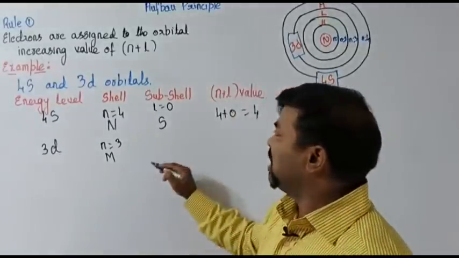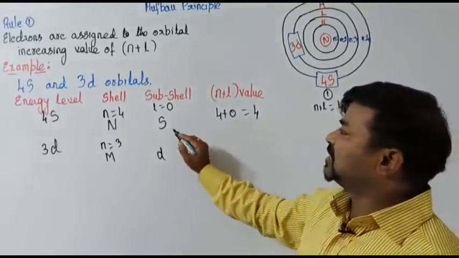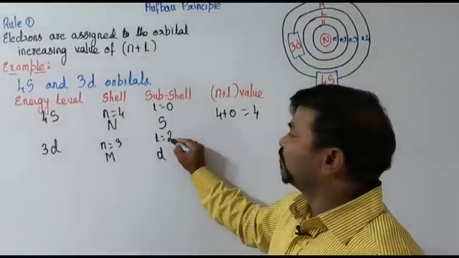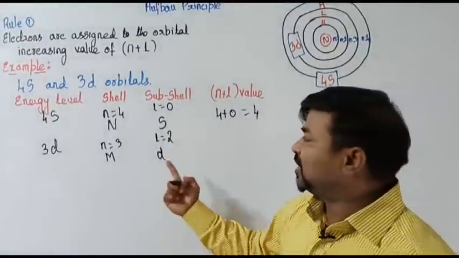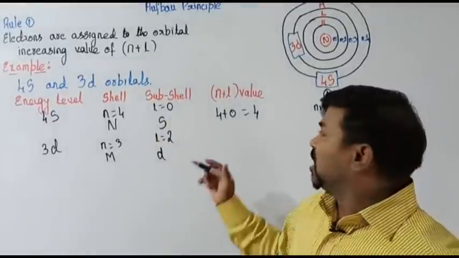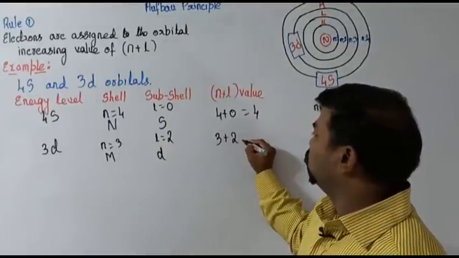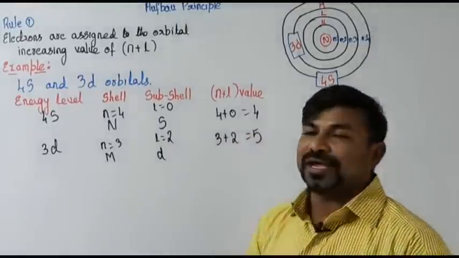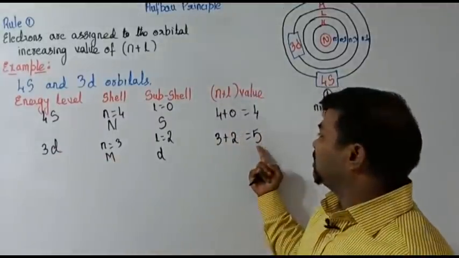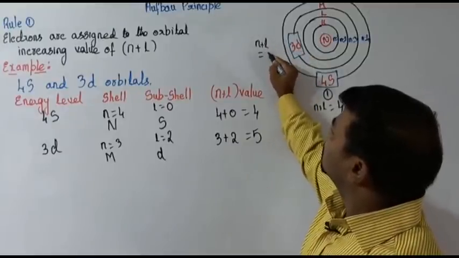Here itself it is saying it's d, right? s, p, d: l is equal to 2. For the d subshell, the azimuthal quantum number is 2. Now let us find the n plus l value. It is 3 plus 2, which is 5. So for 3d, the n plus l value is 5.